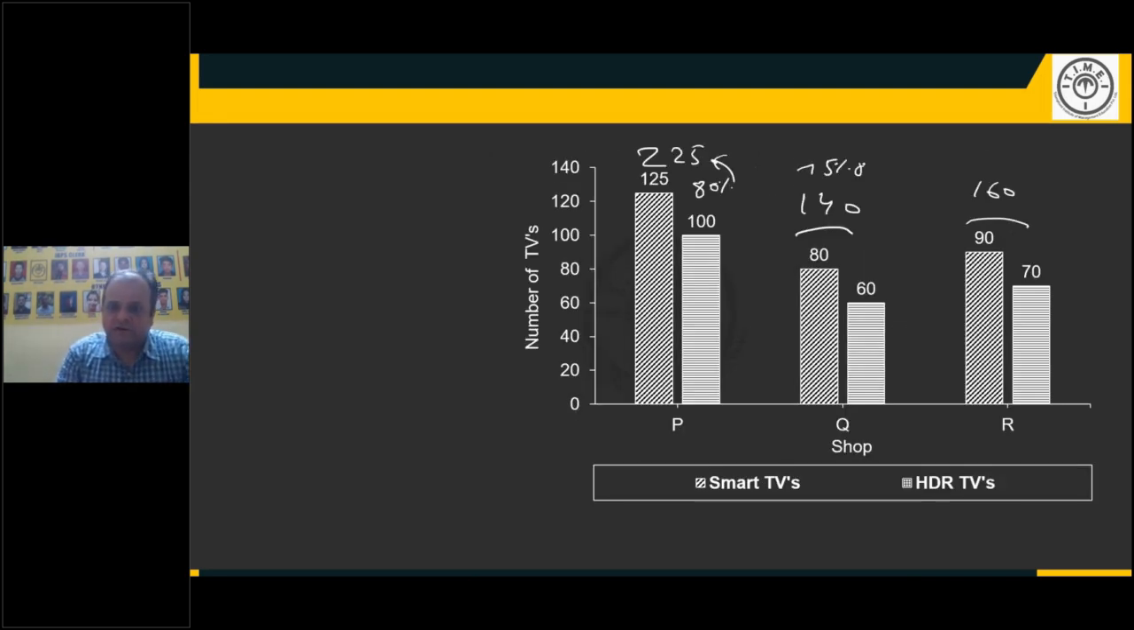75% is sold of 140 and 60% is sold of 160. Now, in this we don't know how many of each type is sold. All we know is the total is 225, 80% are sold. How many are smart and how many are SDR, that we don't know. Similarly for shop Q, similarly for shop R.